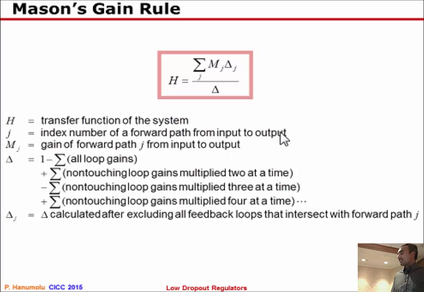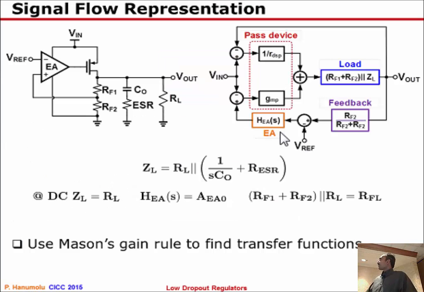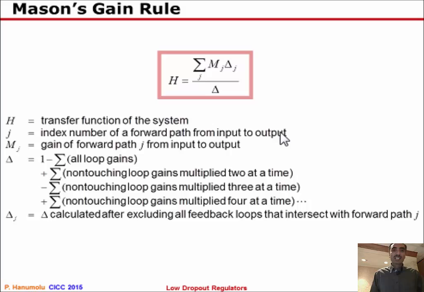So if you have a signal flow graph that looks like this, and you're interested in figuring out the transfer function H of S from V in to V out, then Mason's gain rule, I mean, this sounds complicated, but it's actually quite trivial. You can write the transfer function simply by eyeballing. So here, H is the transfer function that we are interested in. M, I think, is an important parameter, the gain of the feed-forward path. If there are two feed-forward paths, then M1 represents the first feed-forward path and M2 represents the second feed-forward path.